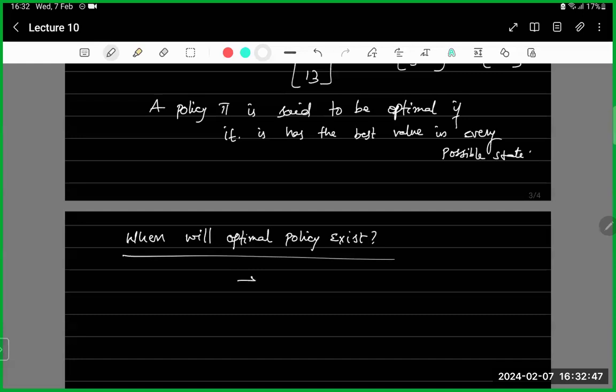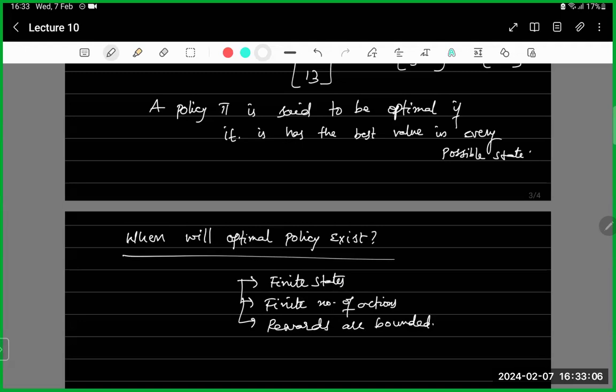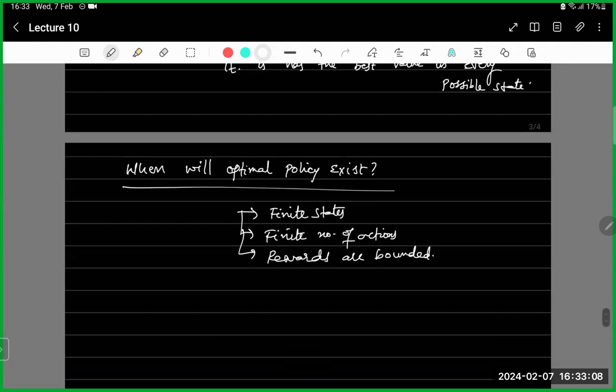So the answer to this is if you have a finite number of states and a finite number of actions, and your rewards are bounded. The expected rewards are bounded. These three are sufficient conditions to guarantee the existence of an optimal policy. These three will guarantee you there exists an optimal policy.